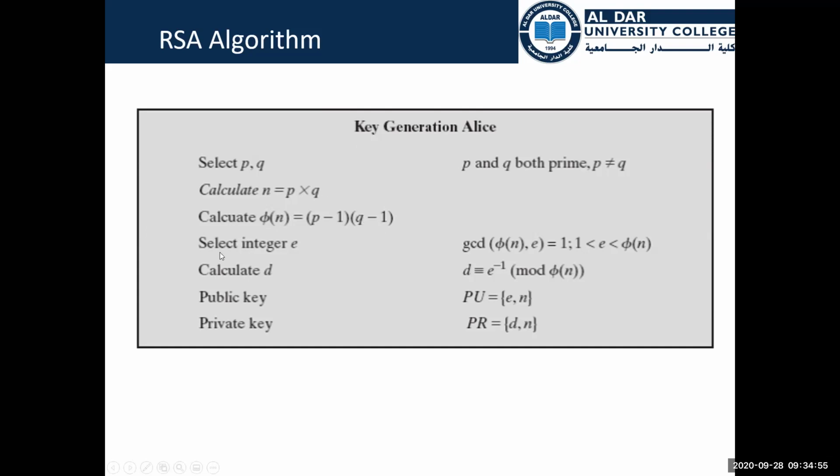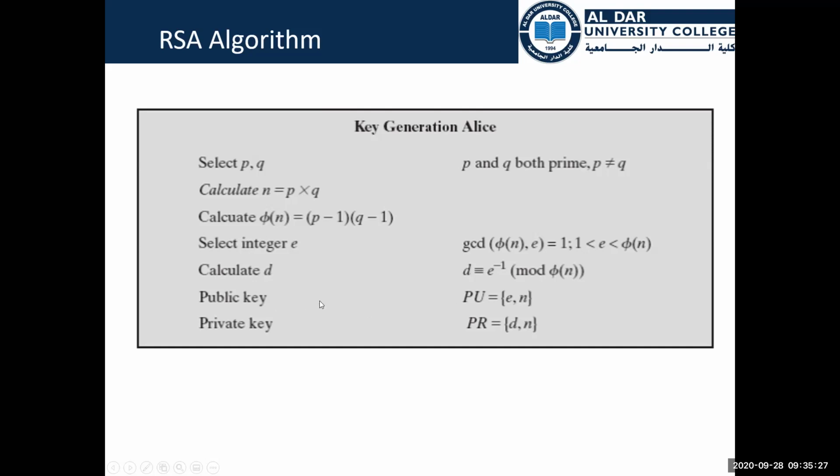Okay, and then select an integer E. We select that integer so that the greatest common divisor between the totient and E is 1. So the totient and E are co-prime. Co-prime, okay? They have a greatest common divisor of 1. And then calculate D. D equals E inverse mod phi of n.